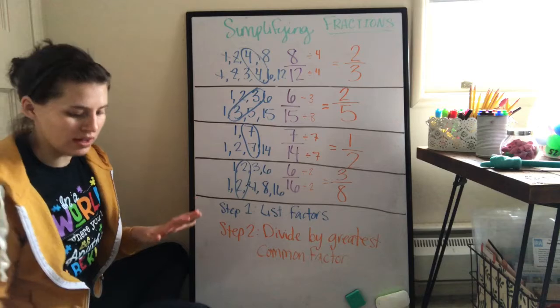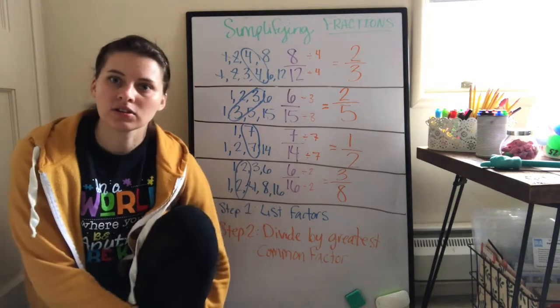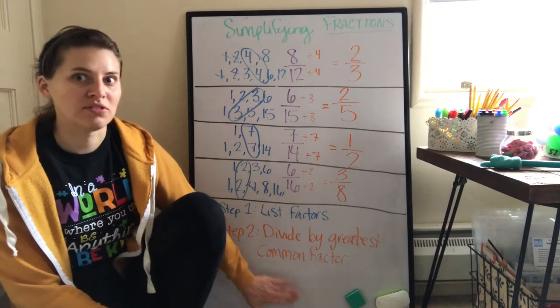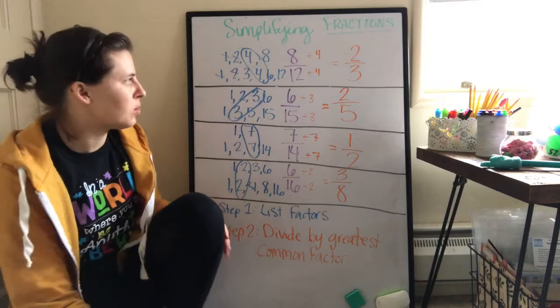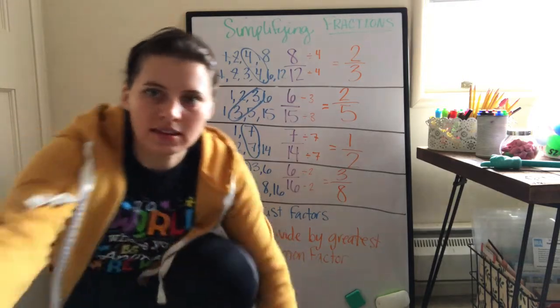That's how you simplify. I think adding isn't bad for adding fractions with like denominators. It's the simplifying that can get pretty difficult. So that's it. I'll take a picture of this. You got this.